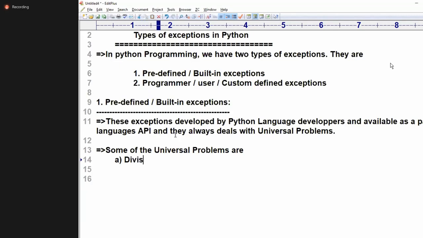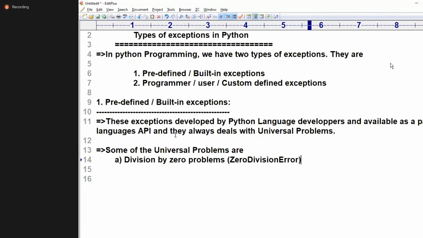I already told you, division by zero problem. What is the name of the class? Zero division error. This is a problem name. Anything where the denominator is zero, denominator zero problems are called zero division error. It is the name of the class, for that name of the class.